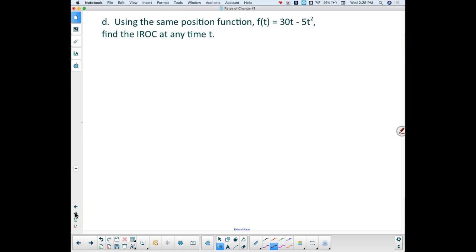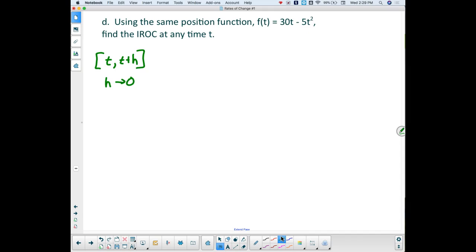Now, why we do it this way is specifically for this. We can use that method to find the IROC of this object at any time t. We can't do that using the t method from yesterday. When we send t to the specific time, that only works at that specific time. But here, I can say that I want my IROC on the interval from t to t plus h. And I can set t wherever I want it to be, as long as I send h still to 0.